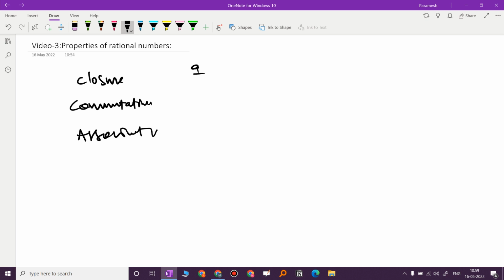Closure means if you take any two rational numbers, their sum is also a rational number, then it is said to be a closure property. Commutative means we can add any two rational numbers in any order. Suppose a by b plus c by d, otherwise c by d plus a by b, both give the same result. Then only we can say that the rational number set satisfies the commutative property under addition.